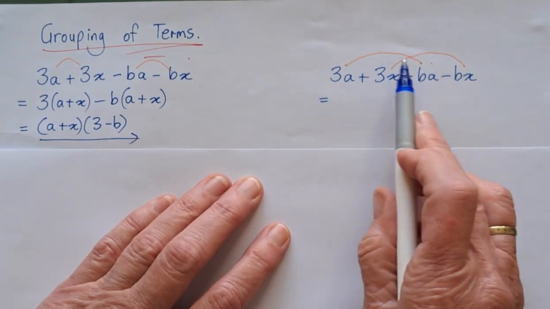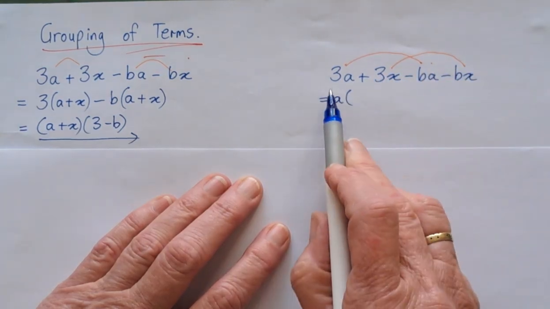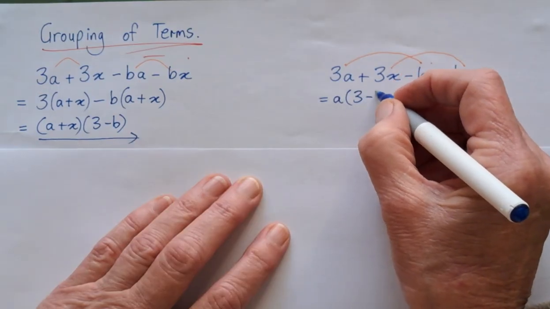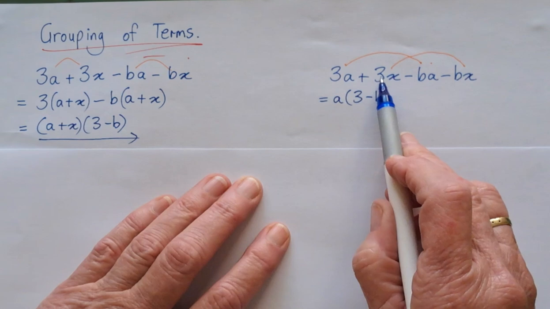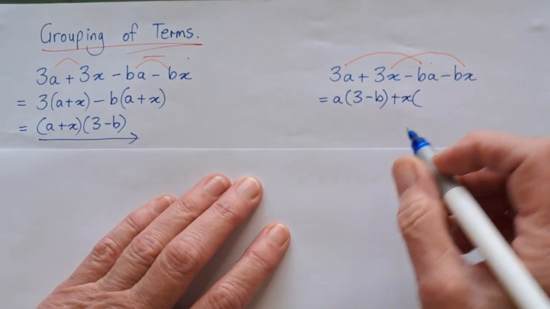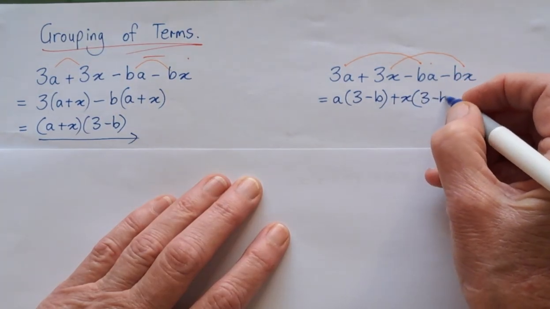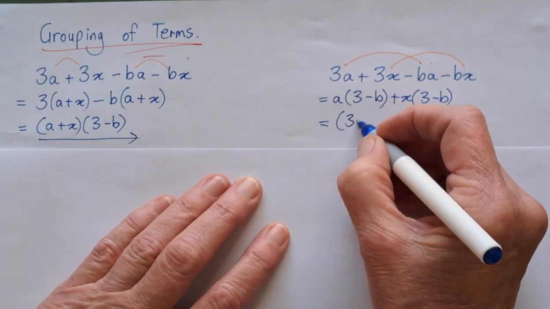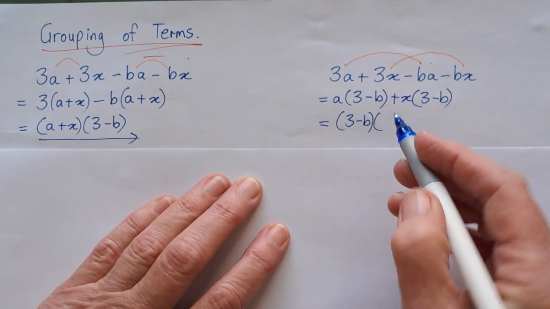So looking at first and third, as I said, we've got a common factor of a, and I'm left with 3 minus b. And then looking at second and fourth terms, I've got a common x, and I'm left with 3 minus b. So in this case, the common bracket is 3 minus b, and I'm left with a plus x.